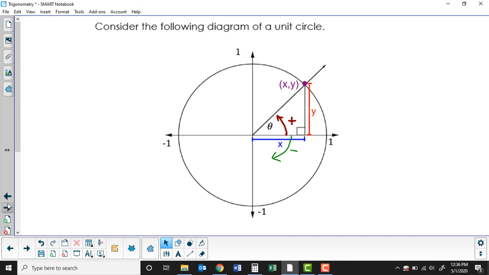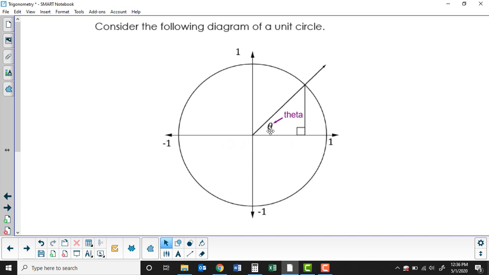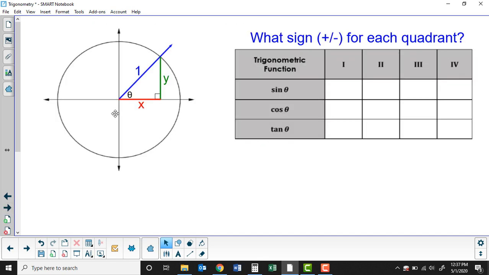Okay. Oh, there's one other thing I forgot to tell you. This little symbol here in the middle, it's called theta. All right. It's a Greek letter in the alphabet. It looks like an O with a little dash through it. It's called theta. That's the symbol that we use for this right here. All right. So that should be everything we need.